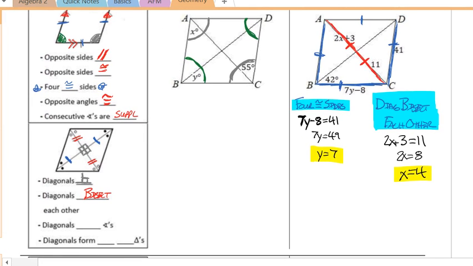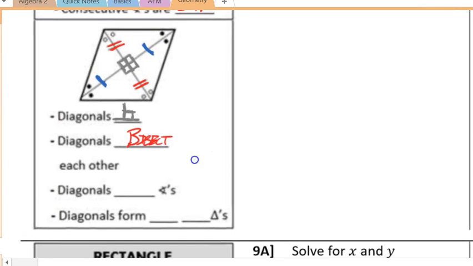The last 2 properties of a diagonal are pretty important. They kind of go hand in hand here. Diagonals bisect angles as well.